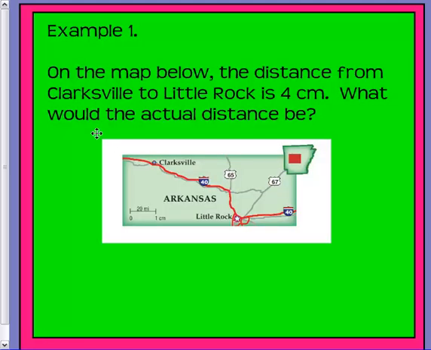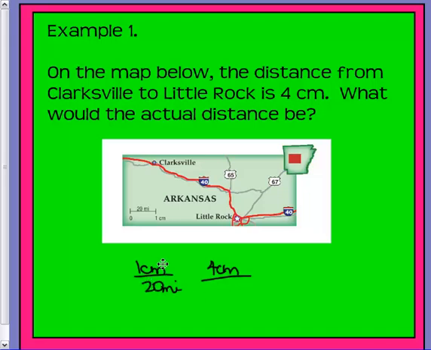Okay, let's look at another example. On the map below, the distance from Clarksville to Little Rock is 4 centimeters. What would the actual distance be? Okay, so we know that their distance is 4 centimeters apart. Okay? And we know for every 1 centimeter, it's 20 miles.